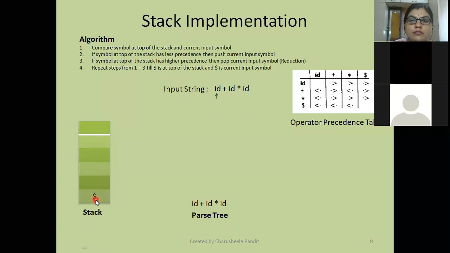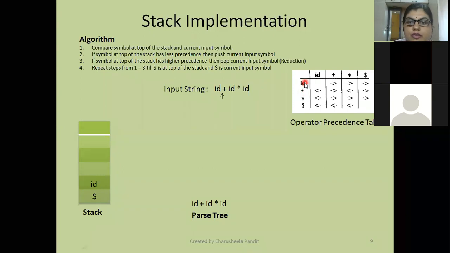So what we have to do? We have to push, right? Yes. Precedence is less, so push. So we will push ID. Now the top of the stack is ID and the current input symbol is plus.